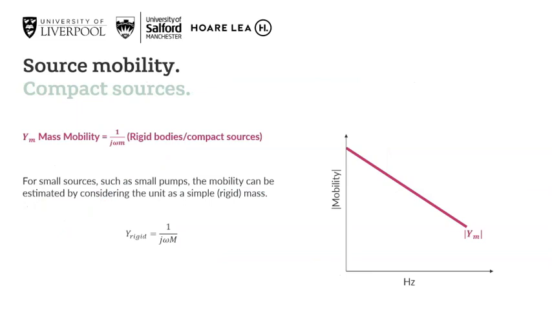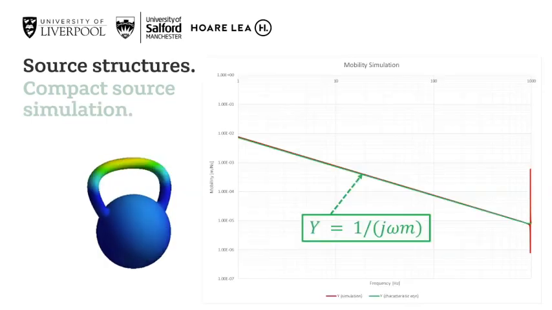Starting with mass mobility, we've seen this already, but the expression here is simply 1 over j omega m. It assumes that the mass behaves as a single point mass and experiences no rotation effects, though this can be accounted for via some additional terms to those shown. We've seen that the mobility is frequency dependent and it decreases with increasing frequency. So let's see how this stacks up in the simulation environment.